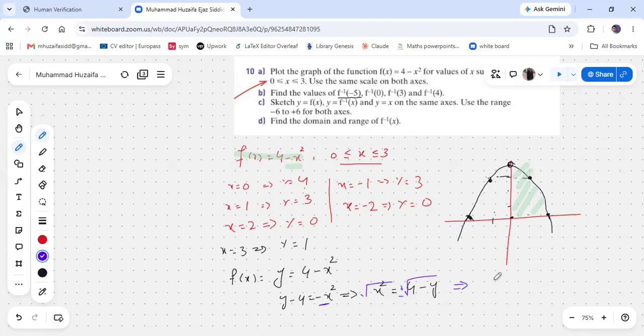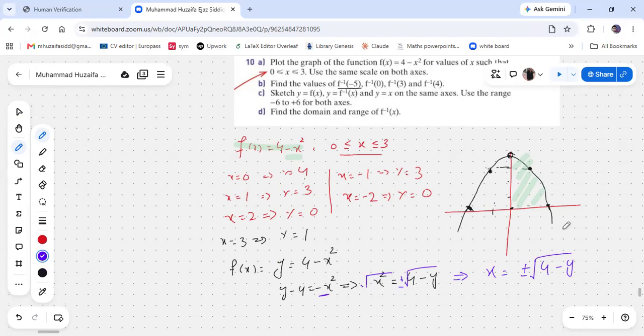I'm taking the square root on both sides. So x is equal to the square root of 4 minus y. Can you understand it? Yes, sir, I understand. Okay. We have already discussed the domain and range.